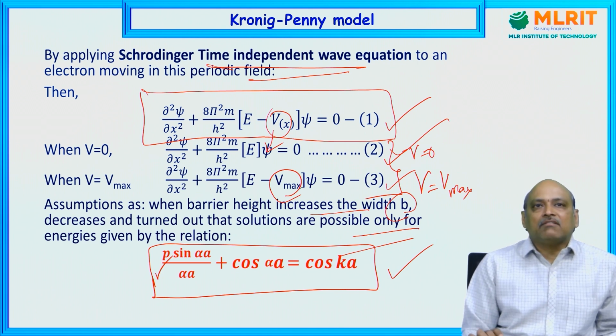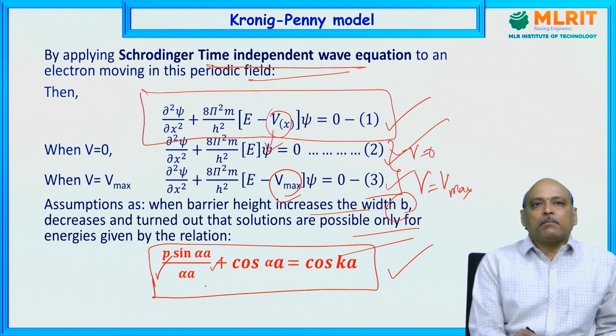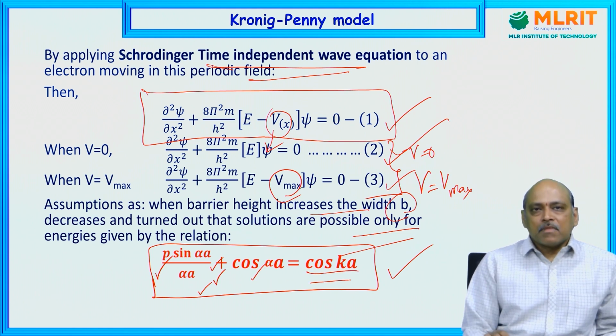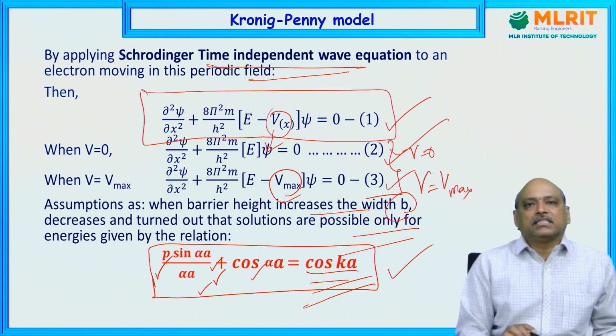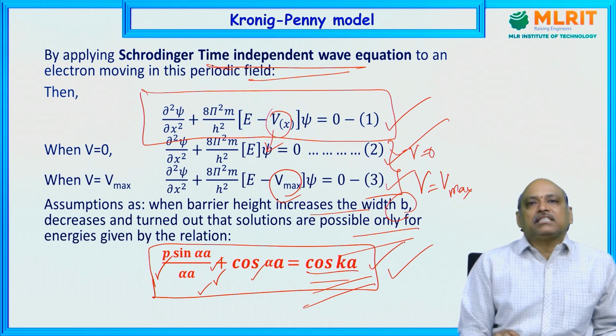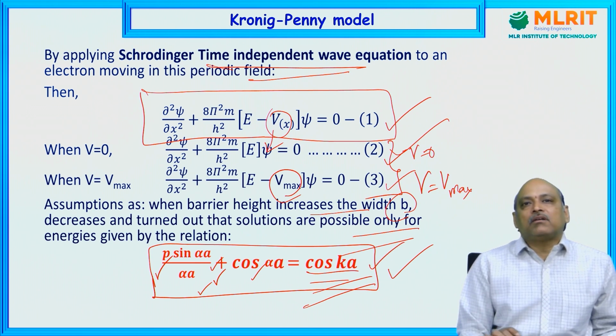Here we are not going to derive that equation. We are writing the final equation as P sin alpha a by alpha a plus cos alpha a equals cos Ka. I am writing the final equation of this Kronig-Penney model like this. Now the thing is, what is the meaning of this equation? They have derived this equation, but is it telling us about any important concept? Yes. The formation of allowed energy bands and forbidden energy gaps of an electron can be explained by using this equation. Let us see how we can understand this equation.